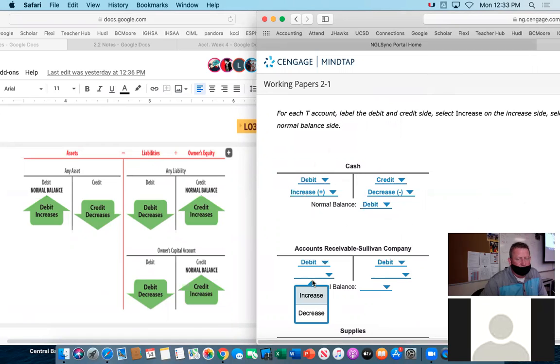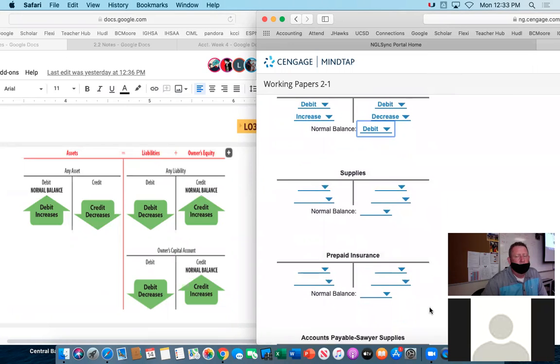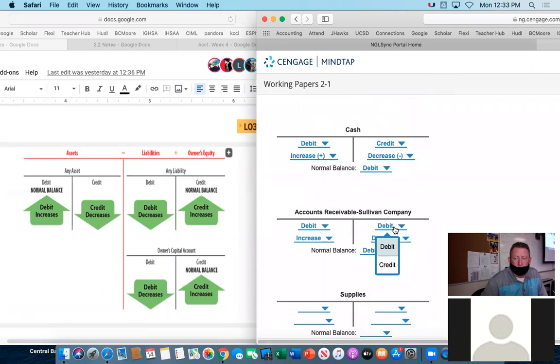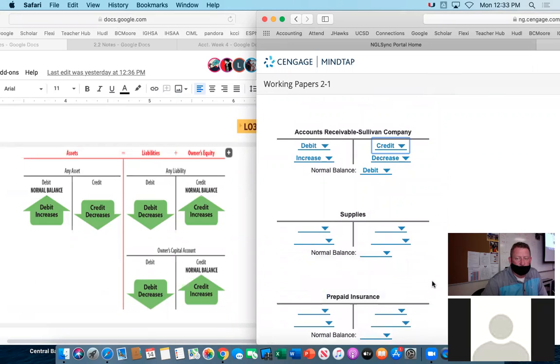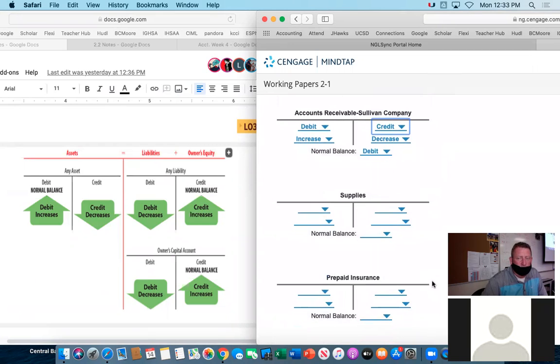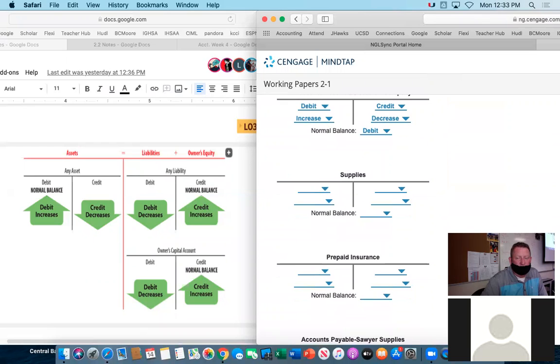It's an asset. So we increase with the debit, decrease with the credit. Normal balance is a debit. Oops, fat fingers. Good call. Sorry. Debit, credit, debit, credit. I messed that up. All right.